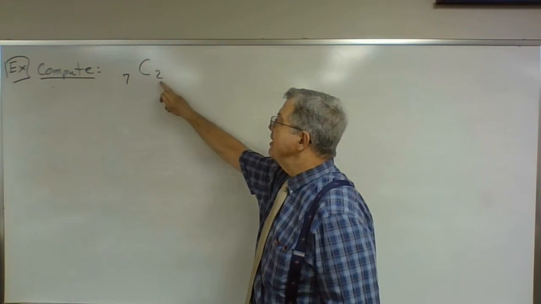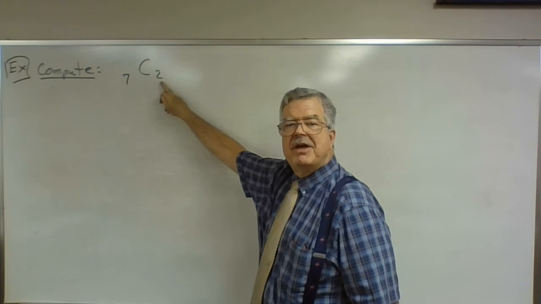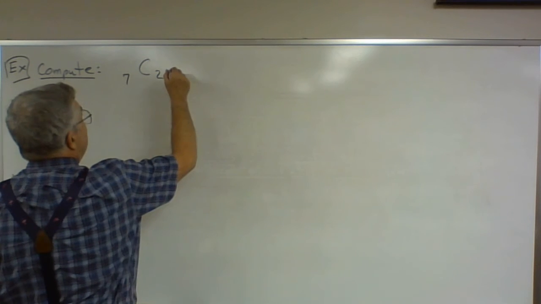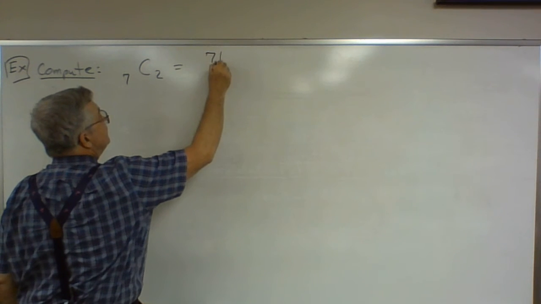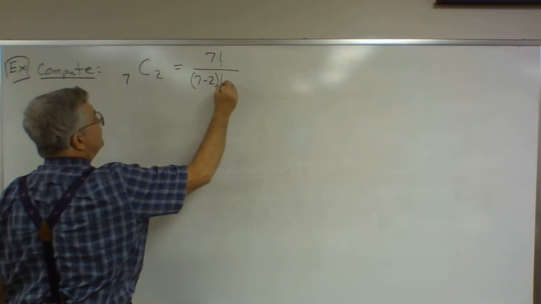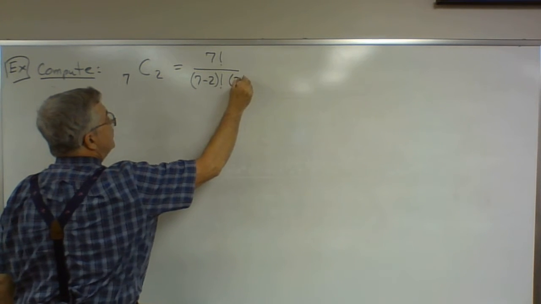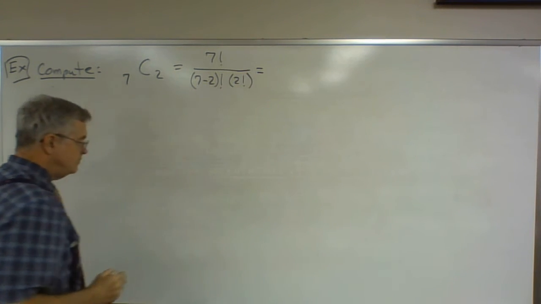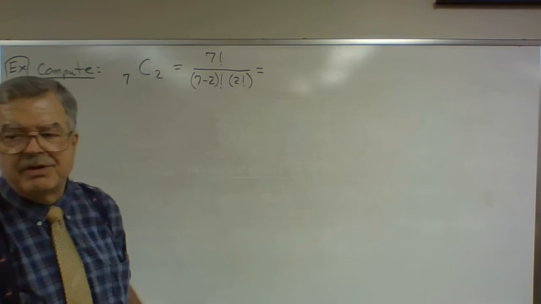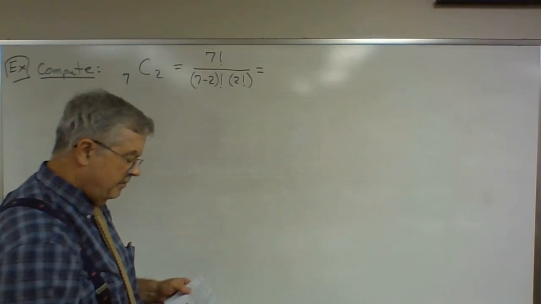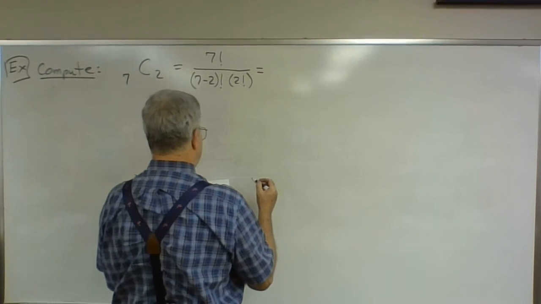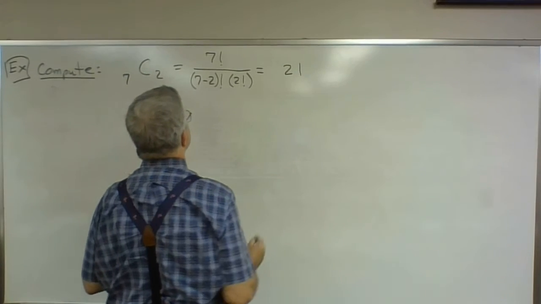Here we want the number of combinations of a set of 2 elements selected from 7 elements. And in terms of factorials, this is 7 factorial over 7 minus 2 factorial times 2 factorial. Holy moly! Now let's see. When I crunched all of this, I got 21.